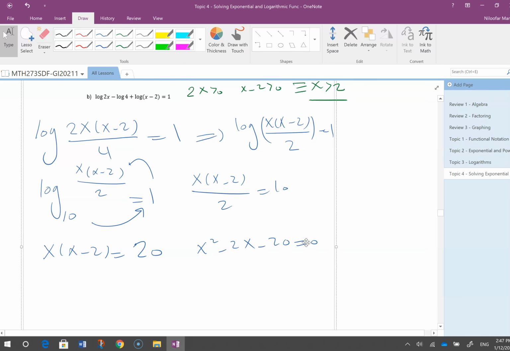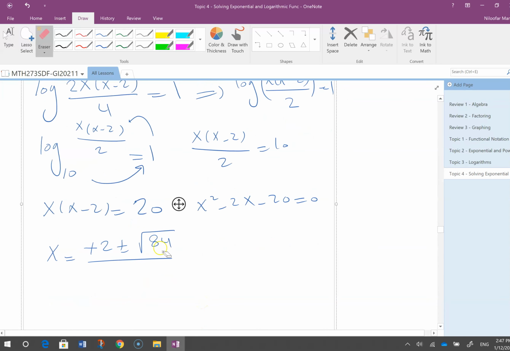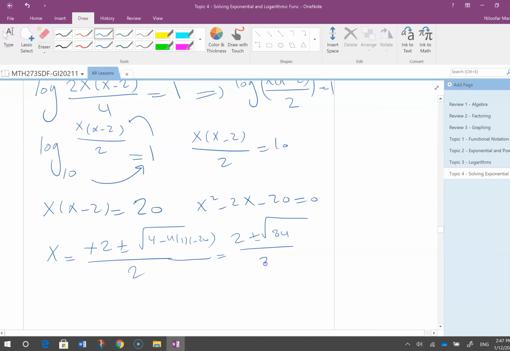From here, it's just Math 171. You are solving an equation, so I am solving using the quadratic formula. So this is 2 plus or minus the square root of 84. I just use the formula here. So maybe I show you step by step: plus or minus, 4 times 1, multiply that, and then divide by 2, which is 2 plus or minus the square root of 84 over 2.